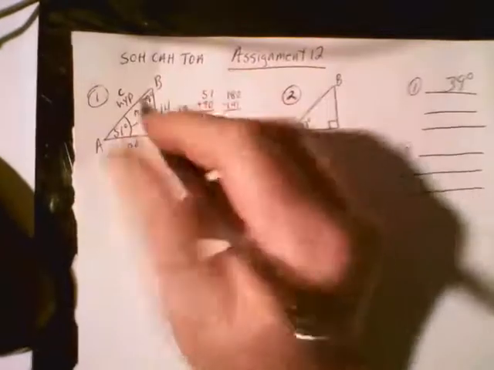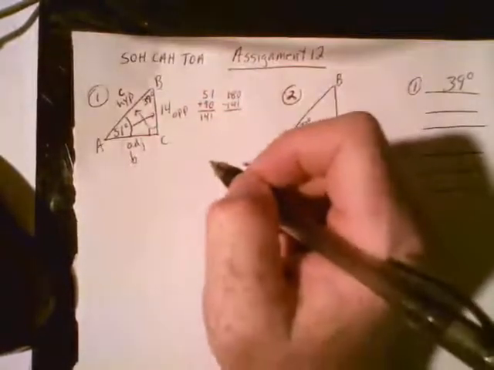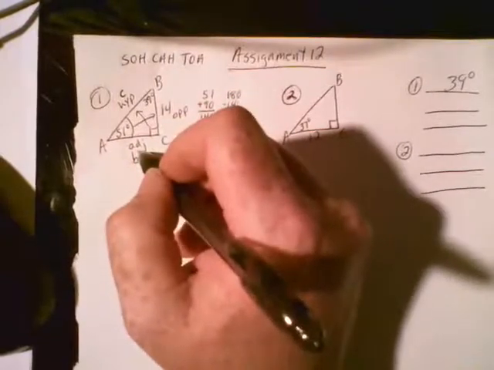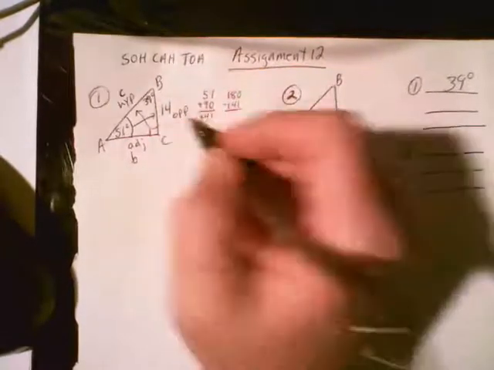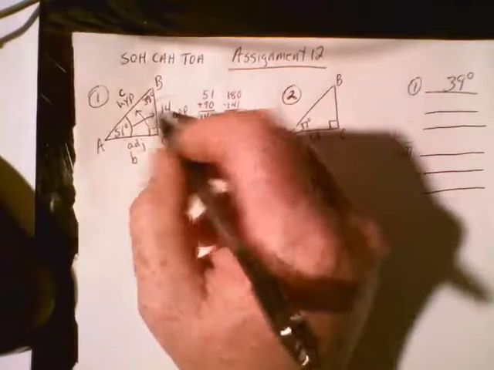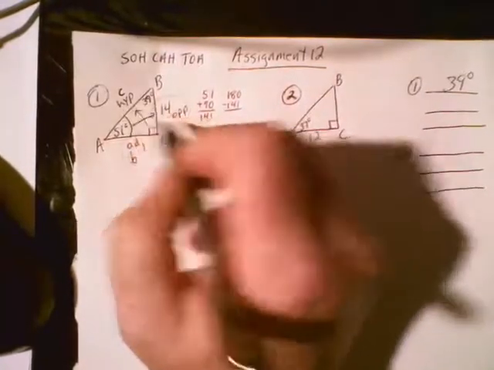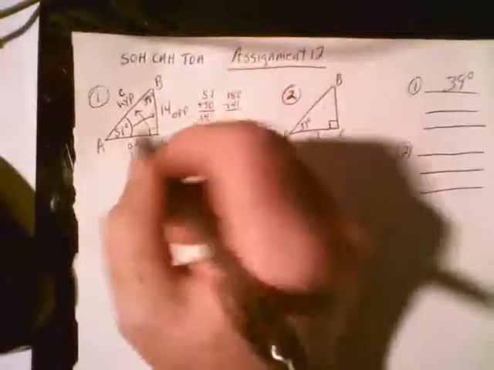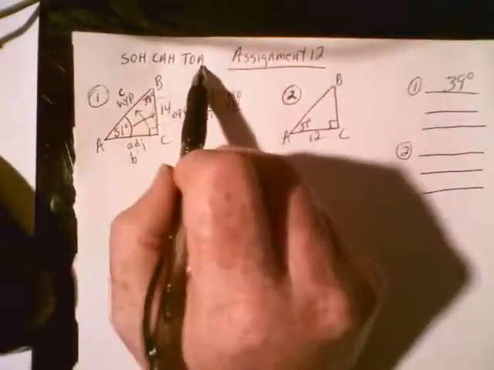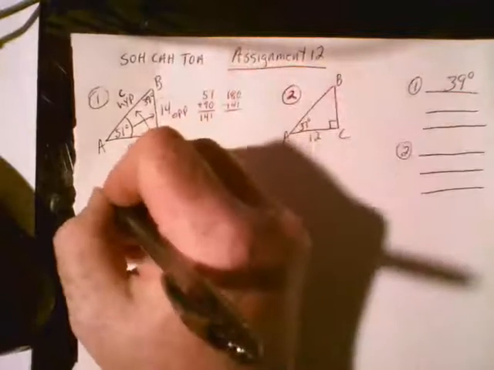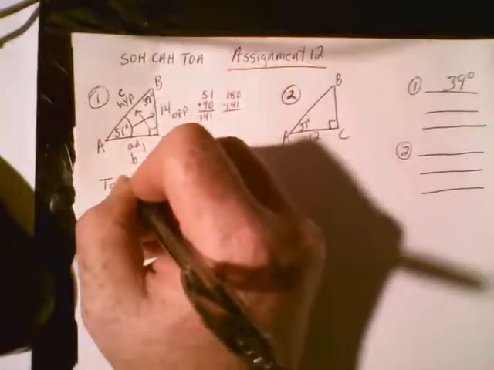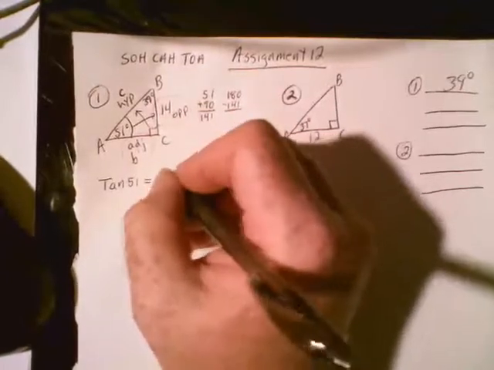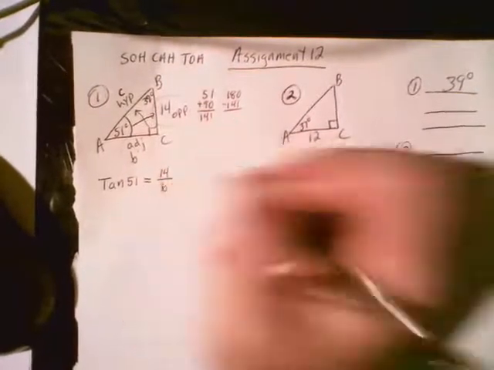Next, it doesn't matter really what you find. I'm going to find little b. So that's the adjacent leg. I also need to use this opposite leg because that's the number I know. I don't want to use the hypotenuse right now. So these are the two I care about for the moment. Opposite and adjacent. Opposite and adjacent is the TOA part. So that's tangent. So I set up my equation: tangent of our angle, which is 51, equals the opposite, 14, over the adjacent, which is B.